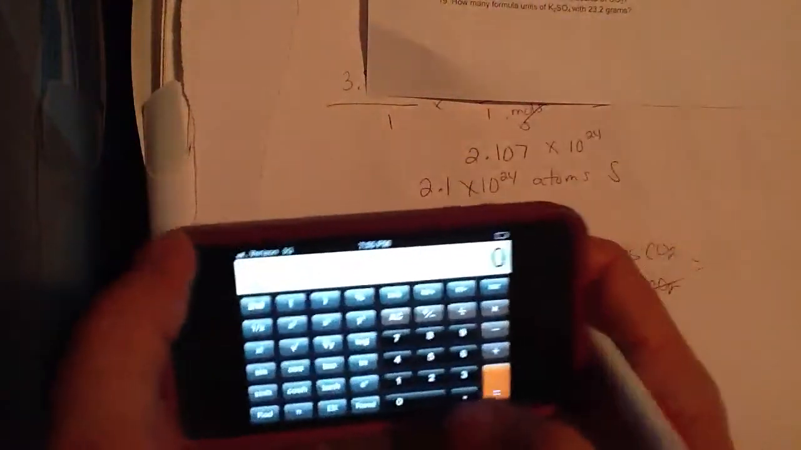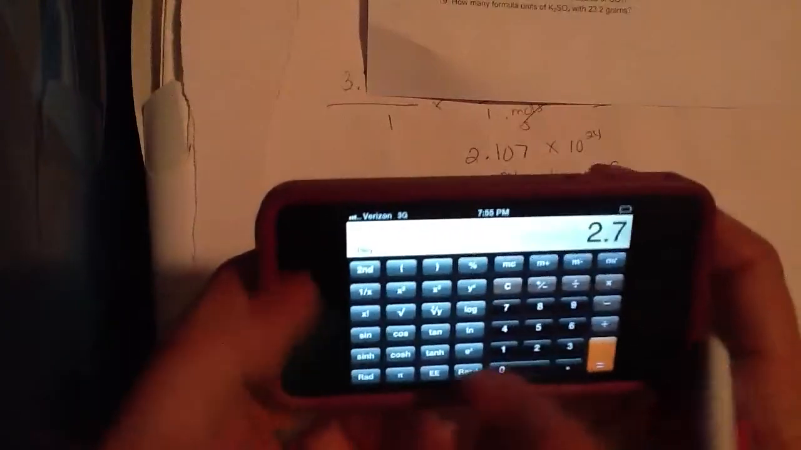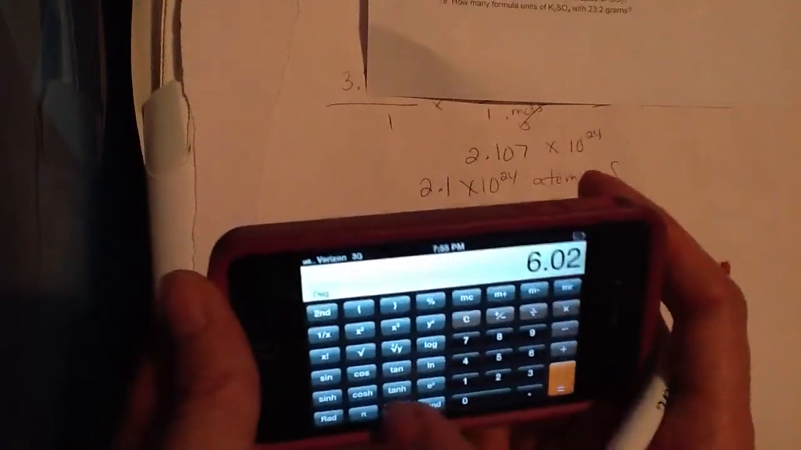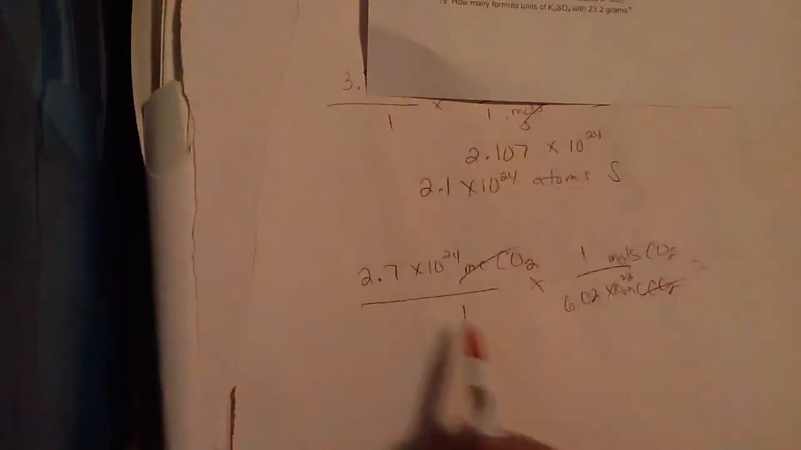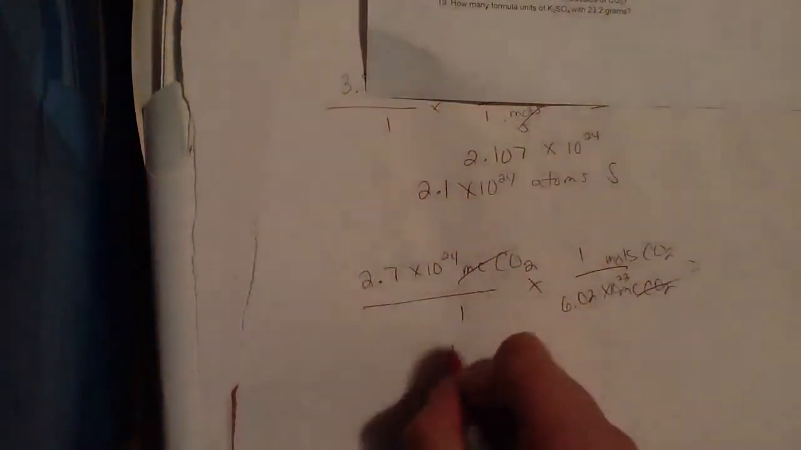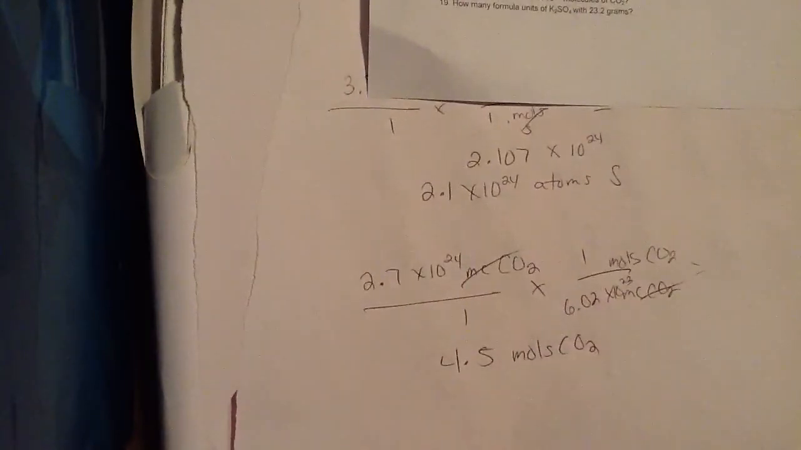Okay, same thing, so let's take our calculator here. Now you could do this without the calculator. You guys learned this at the beginning of the year, but we're going to use a calculator. So 2.7 to the 24th. Notice I didn't do a double E. Okay, I'm going to then take that divided by 6.02 exponent 23, and I'm going to get 4.485. So I've got 2 sig figs, so let's just make this 4.5. 4.5 moles of CO2 is my answer for number 18.